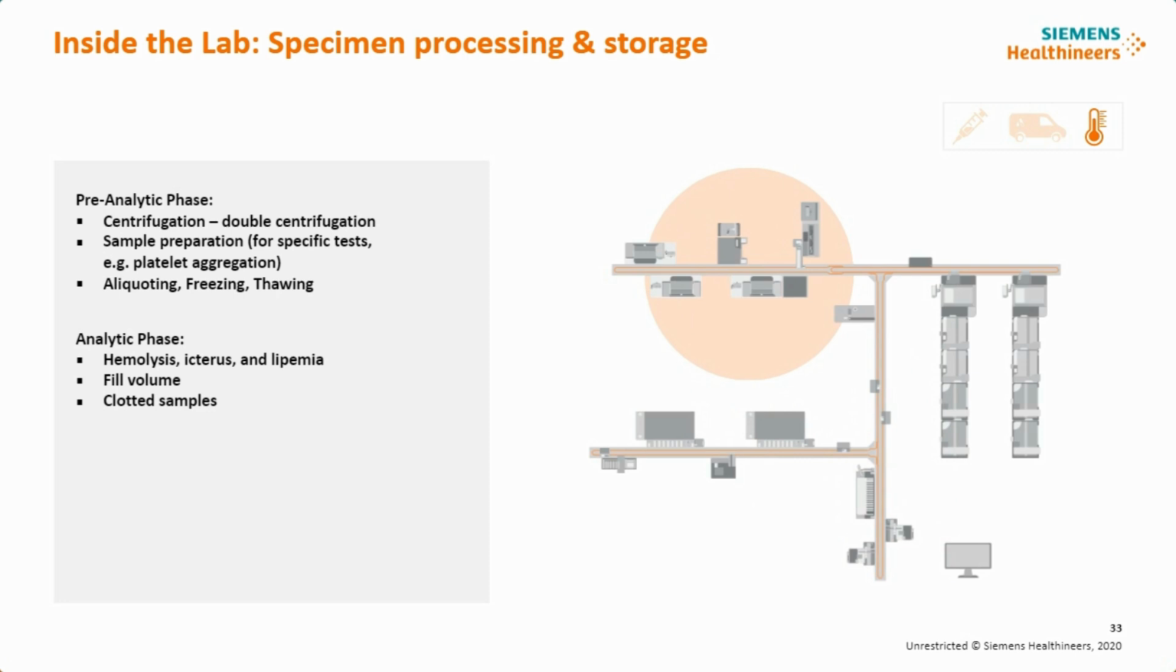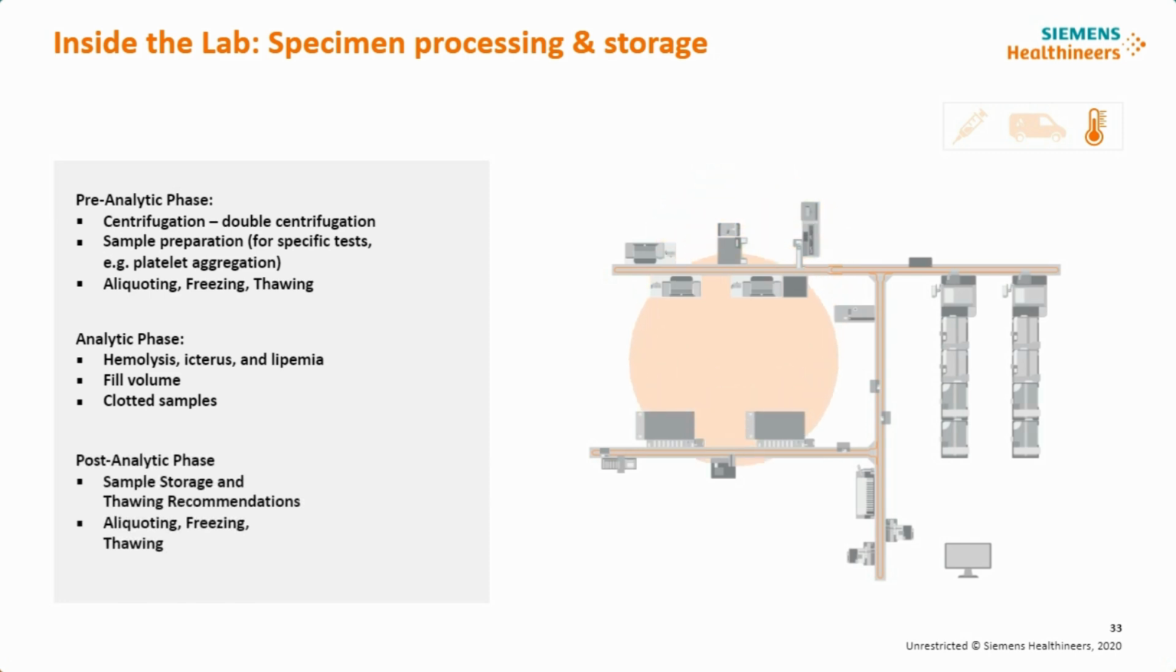And I'll talk about some of those more automated processes that are available on some automated analyzers in the coming slides. And of course, we look at the post-analytical phase: how the samples are stored, where they are stored, what type of freezer is being used. If an add-on assay is requested, what are the thawing recommendations that the lab has implemented to ensure that the sample is of good quality before it gets to the analyzer itself.